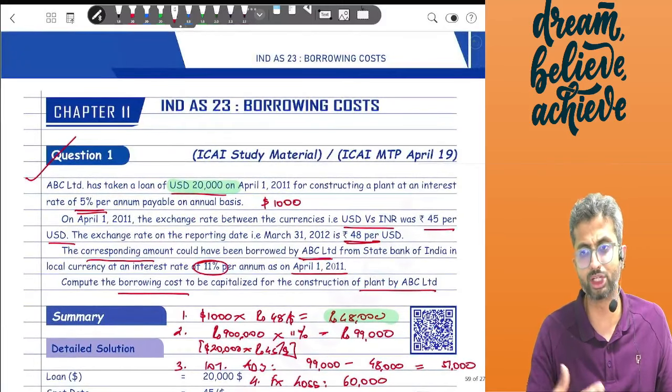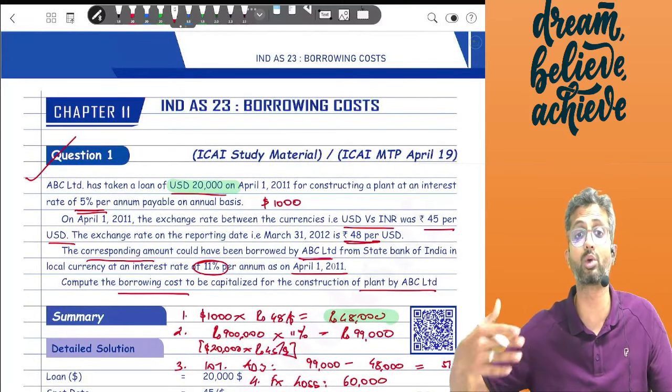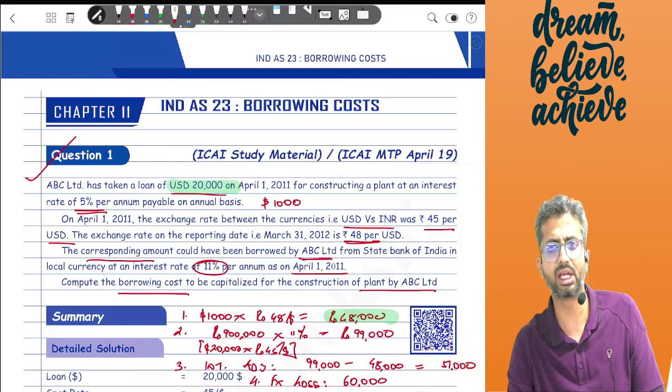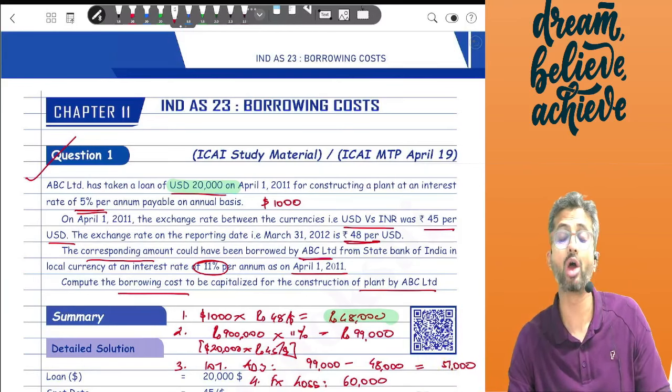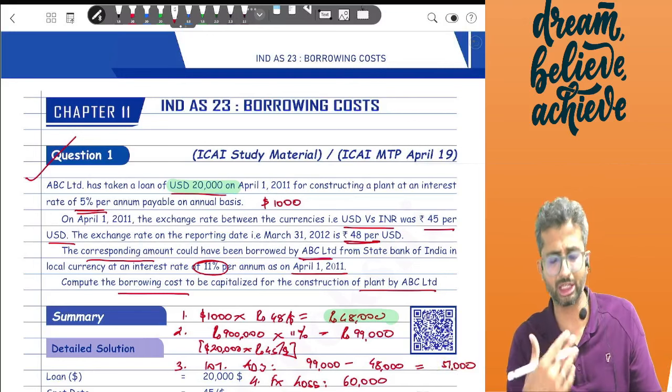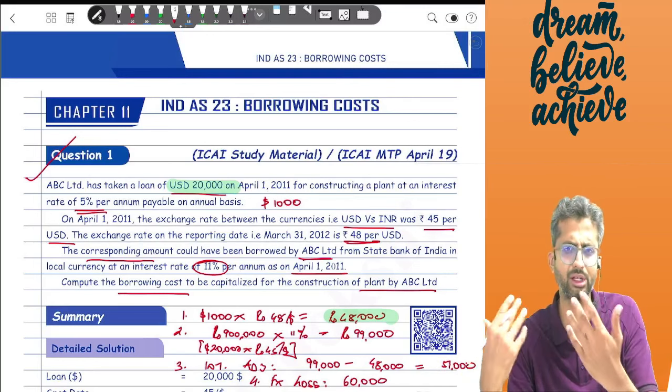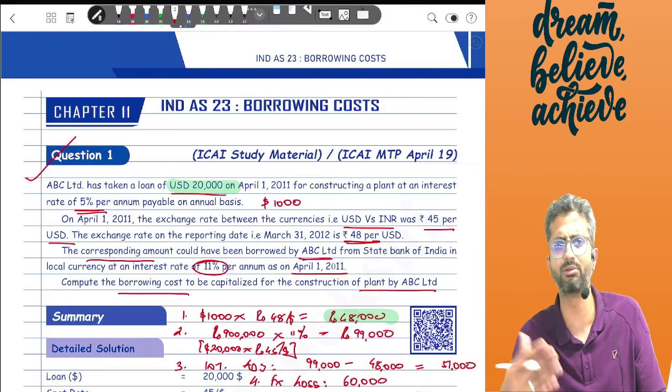If you want a much more detailed understanding, you can also figure out what will happen in the next year. If the exchange rate turns to, let us say, 50, or it becomes 46, or it becomes 43. If it becomes 50, there's an additional forex loss, and you'll follow the same steps even for the second year.